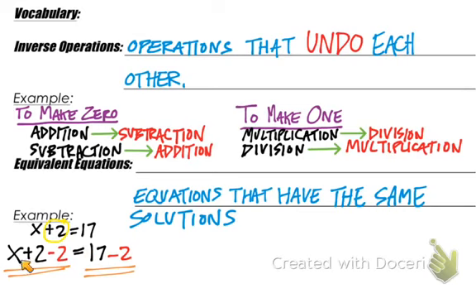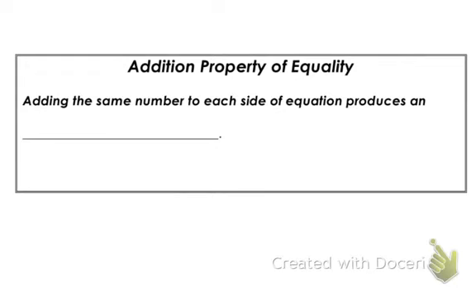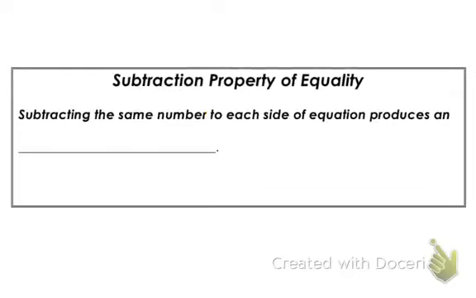So the bottom line, x plus 2 minus 2 equals 17 minus 2, is the same thing as x plus 2 equals 17. So we sort of just talked about this, the addition property of equality: if we add the same number to each side of an equation, it produces an equivalent equation. And if we use the subtraction property of equality, subtracting the same number from each side of the equation produces an equivalent equation as well.